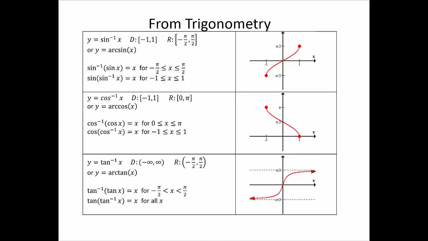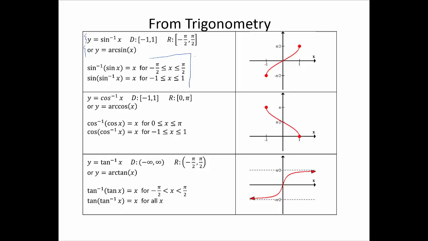For y equals sine inverse x, or y equals arc sine x, we know that the domain of this function is from -1 to 1, and its corresponding range is from -π/2 to π/2, and we have the related inverse properties. That sine inverse of sine of x is x, as long as x is between -π/2 and π/2, and sine of sine inverse x is x, as long as x is between -1 and 1. And you may also recall that the way we can think of working with this function is what is the angle that provides a certain value.